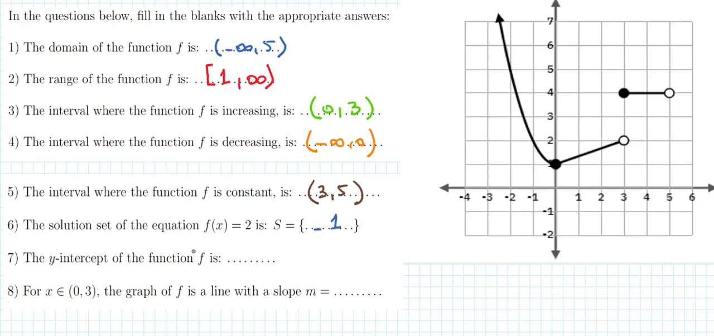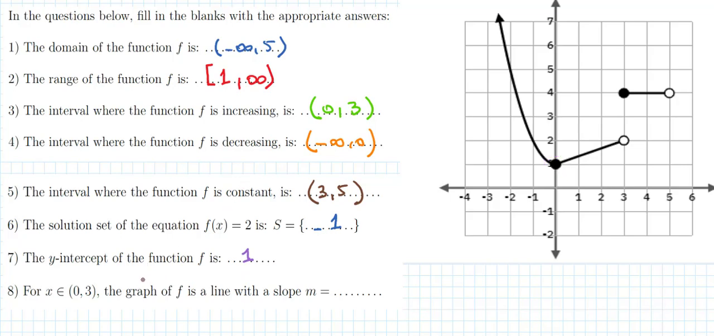Now for the y-intercept of the function f, obviously this is a very simple question, since the y-intercept is just the intersection of the graph of the function with the y-axis. And as we see here, the intersection is at the point where y equals 1. So the only y-intercept that we have here is 1.